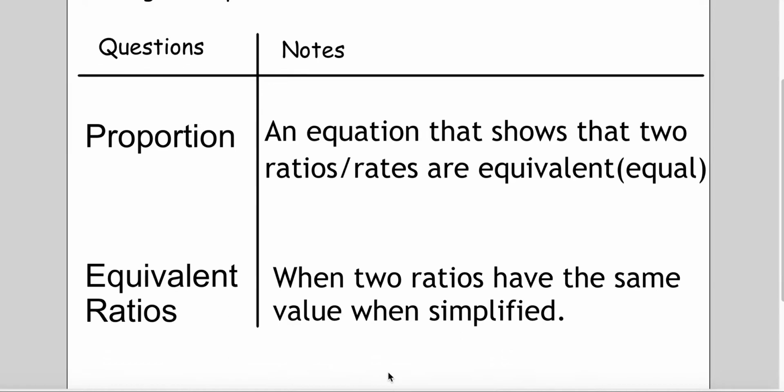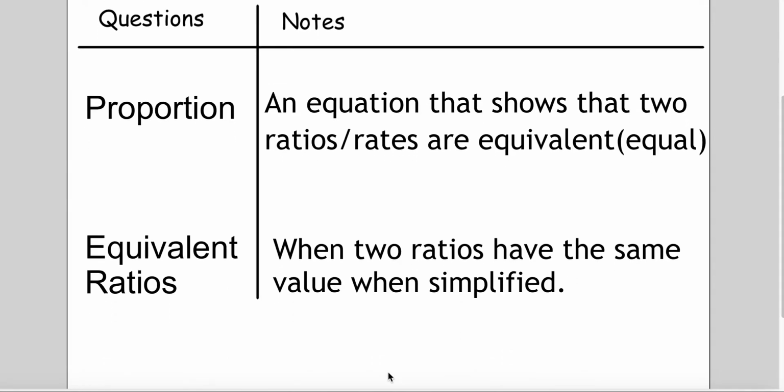A proportion is an equation that shows that two ratios or rates are equivalent or equal. So what does that mean? That's just a fancy way to say that I got a ratio on this side and that it's equal to a ratio on this side. It could mean that maybe in one example I had 10 over 5, and that could be the same as something that is 2 over 1. These would be equivalent ratios.